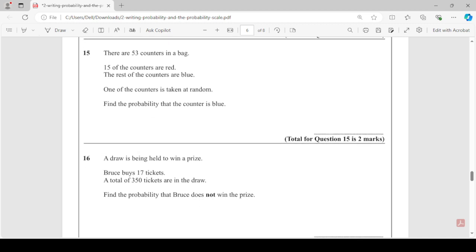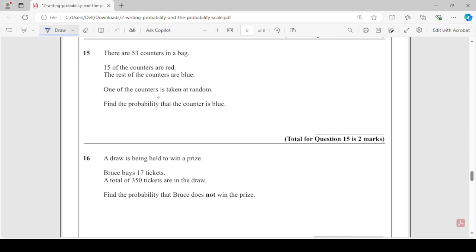Question 15. There are 53 counters in a bag. 15 of the counters are red. The rest of the counters are blue. One of the counters is taken at random. Find the probability that the counter is blue.